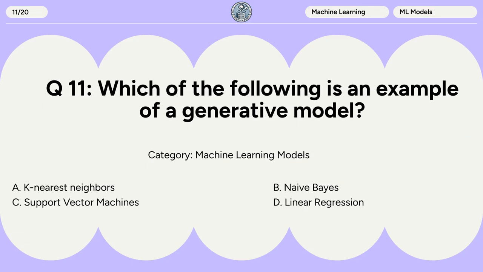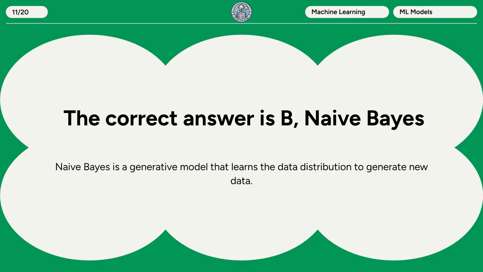Question 11. Which of the following is an example of a generative model? A. K nearest neighbors. B. Naive Bayes. C. Support vector machines. D. Linear regression. The correct answer is B. Naive Bayes. Naive Bayes is a generative model that learns the data distribution to generate new data.